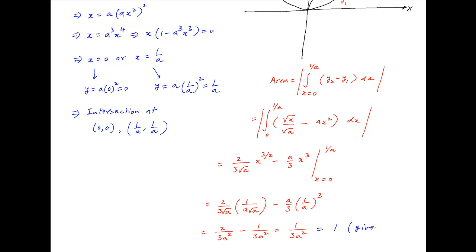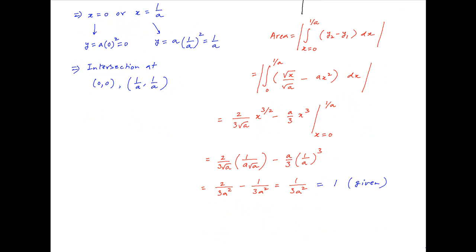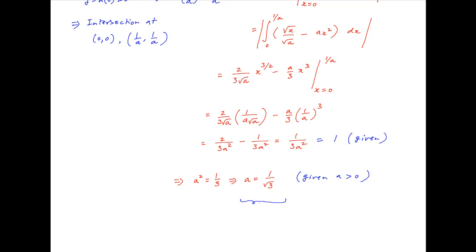Now this is given to be equal to 1 square unit, and therefore solving for a, we get a = 1/√3. The other solution, a = −1/√3, is rejected because we are given that a is positive. This is the required answer.